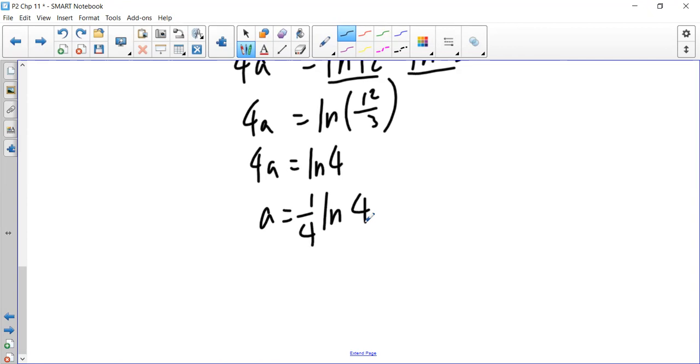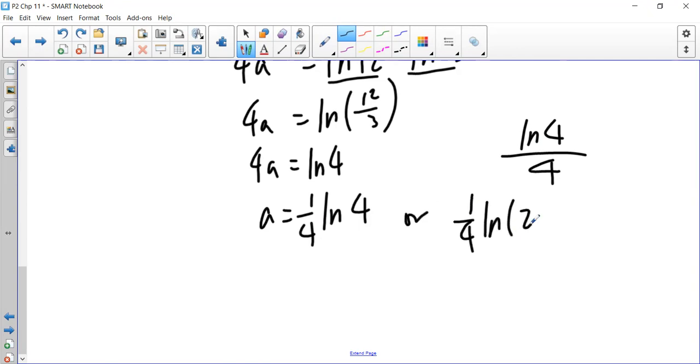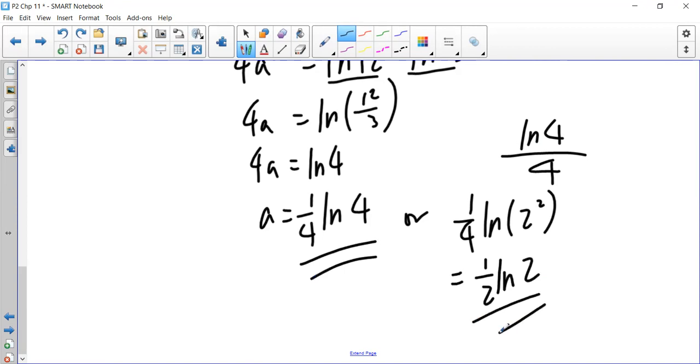Now, when we write ln with a fraction in front, we write a quarter of ln 4. We don't usually write it the other way. If you can, we usually write the coefficient in the front. Can you simplify this? Yes, because 4 is the same as 2 squared. So if you use the log rules, you can bring the 2 down. It'll be a half ln 2, and that's perfectly fine. Either one of them is fine. Okay, and that's the end of chapter 11.1, where we are using the formula booklet.